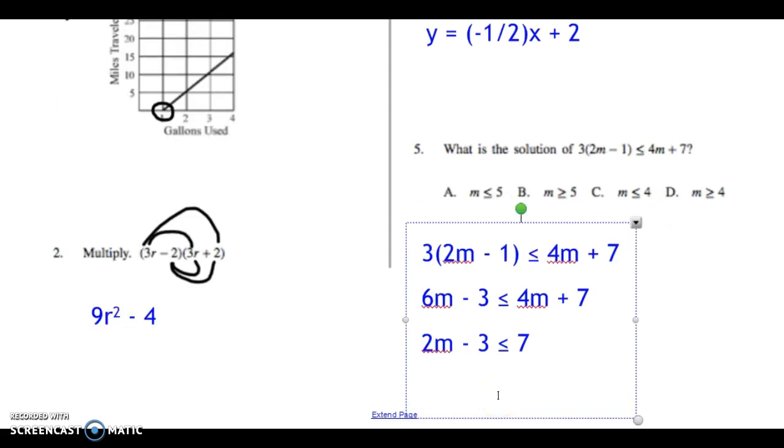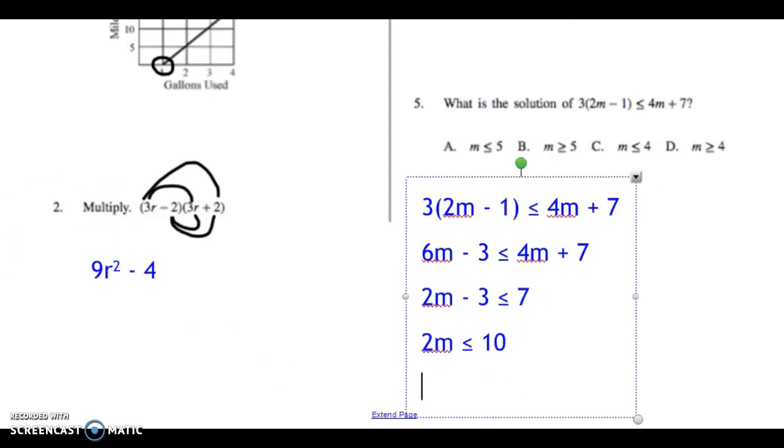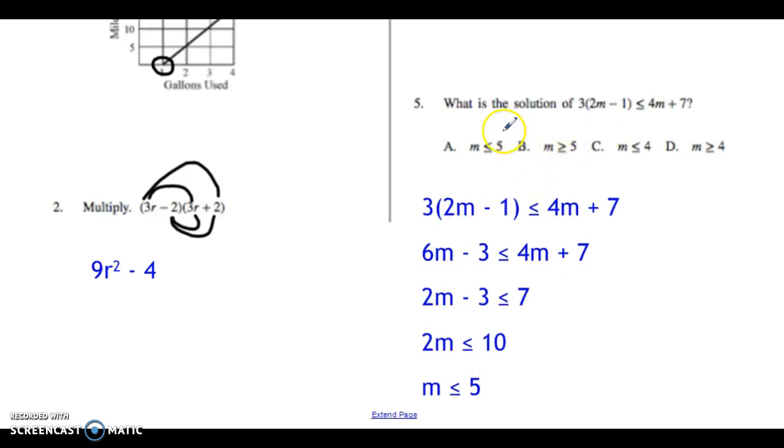We're going to add 3 to both sides, so we get 2m is less than or equal to 7 plus 3, which is 10. And last but not least, we're going to divide both sides by 2. We get m is less than or equal to 5. Looking at the answer choices, I can see that that's this one. M is less than or equal to 5.